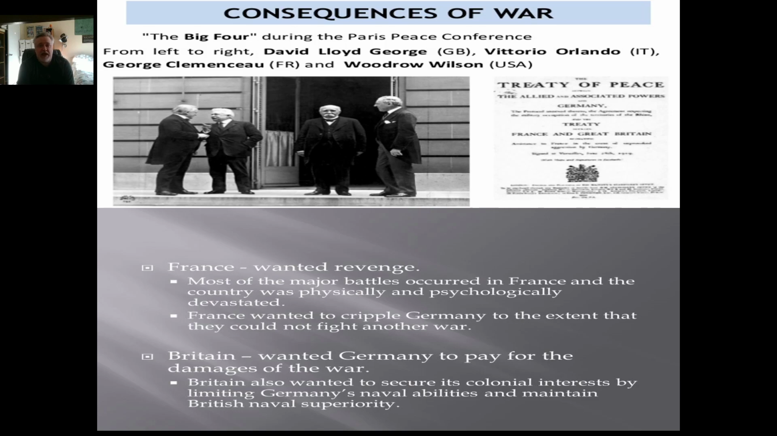Britain wanted Germany to pay for the war, for the economic cost of the war. To this end, they wanted the Germans' colonial properties to be reallocated to the Allies. And they wanted the Germans' navy to be limited so that the British navy, at this point, the best navy in the world for about 300 years, and that'll probably continue until the end of World War II, wouldn't be threatened. They didn't want anything to threaten their superiority as the preeminent naval power of the world.